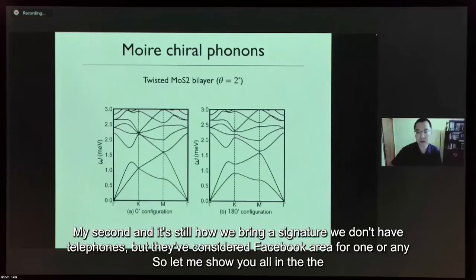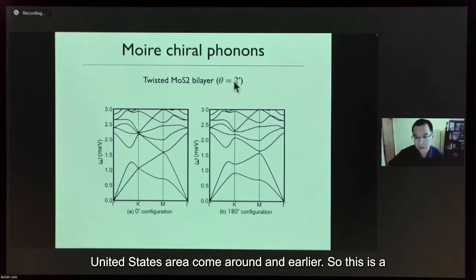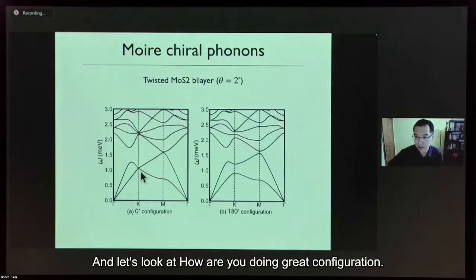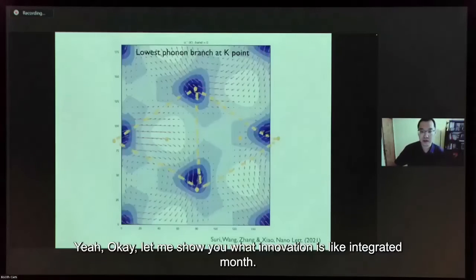So let me show you our calculation using the elastic theory I talked about earlier. This is for MoS2, theta equals 2 degrees. You can see that this is the 0 degree configuration, and there's no gap at the K point. Now, if you go to the 180 degree configuration, the gap opens, indicating that I should have chiral modes. Okay, let me show you an animation. It's my favorite part.